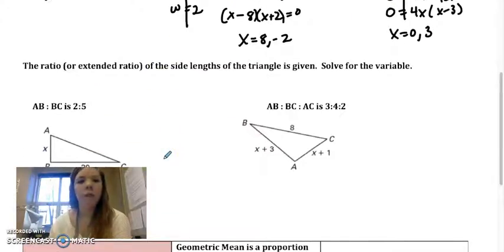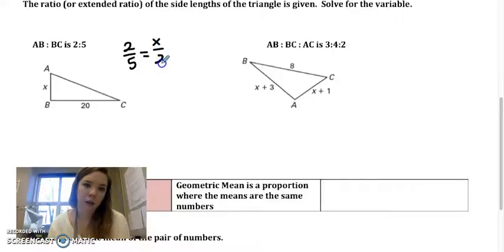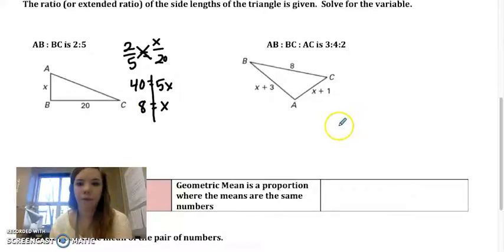The ratio of the side lengths of the triangle is given. Solve for the variable. So AB to BC is 2 to 5. So remember, this is like 2x to 5x. So you have 2 to 5 equals x over 20. Okay, so cross multiply and divide. 2 times 20 is 40. If you divide by 5, you get 8.